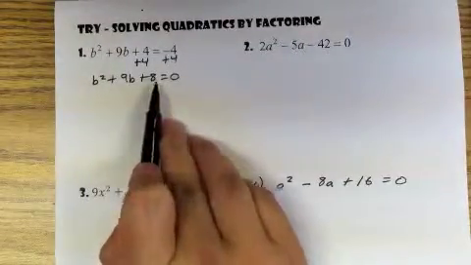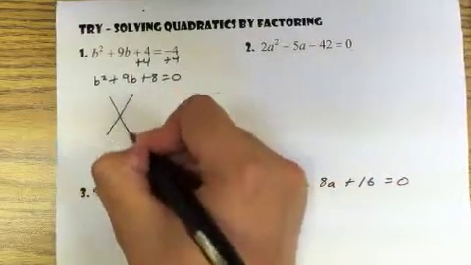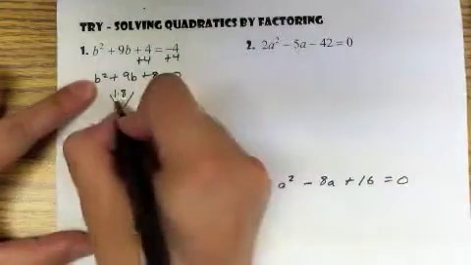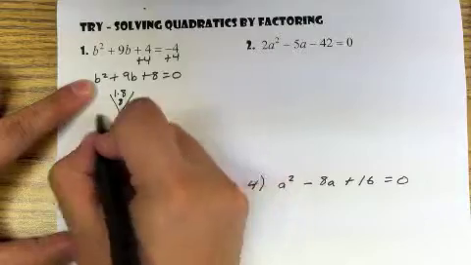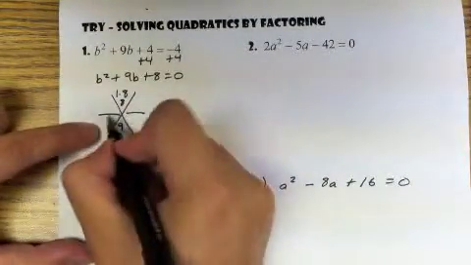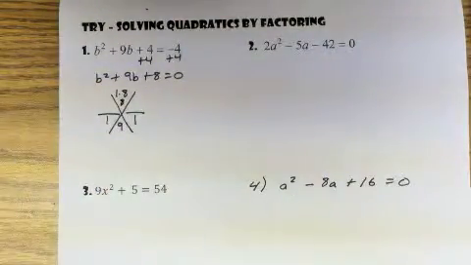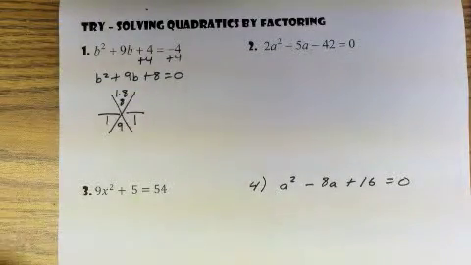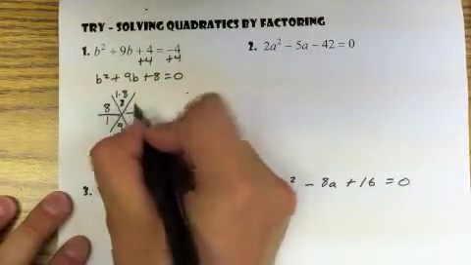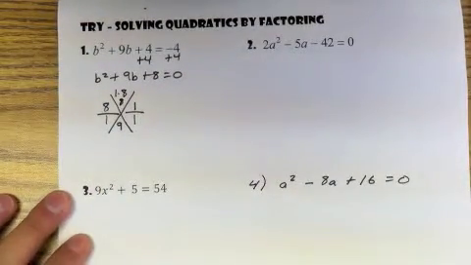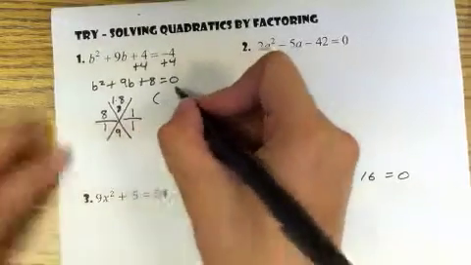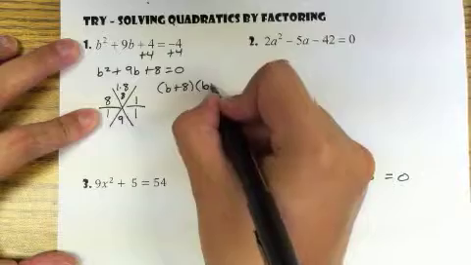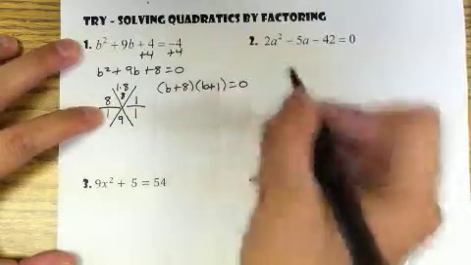It's a 3-term item, so I do the big X. In my big X, I have 1 times 8, that's a times c, and my b is 9. In my denominator, I put 1. Factors of 8 that add up to 9 would be 8 and 1, okay, and they're both positive. Okay, I don't need to reduce anything, so I'm good to go. So I get b plus 8, b plus 1 equals 0.